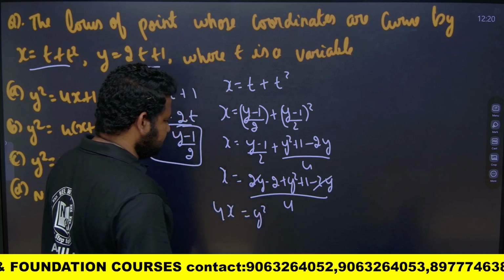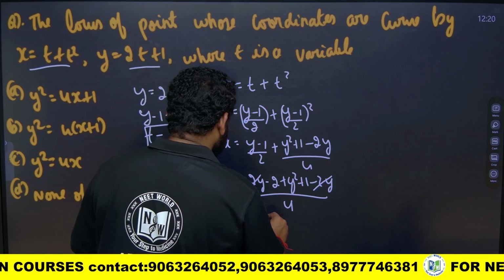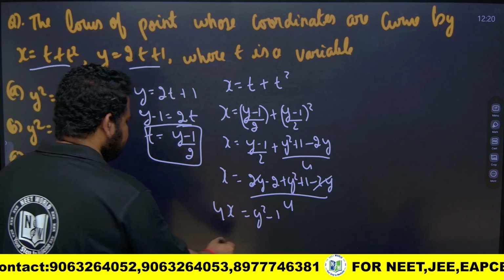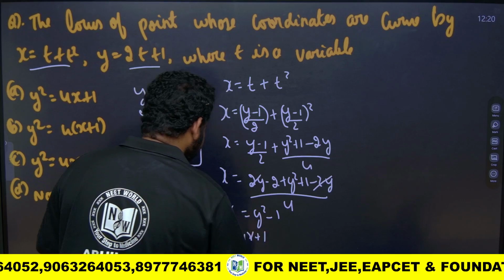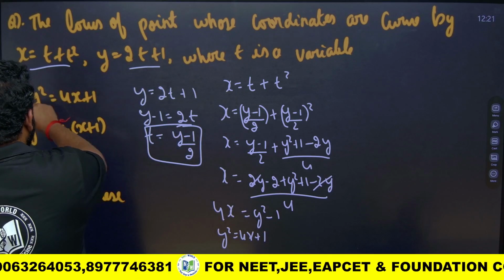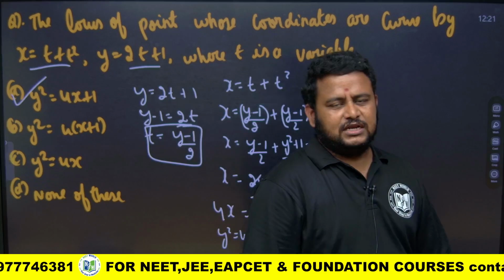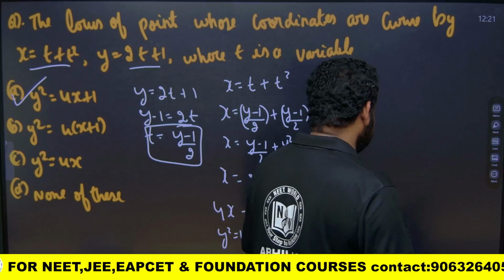4x is equal to y square minus 1 I have. Or if I bring it this side, y square will be equal to 4x plus 1. That is in option A. This is how you can solve this. Very simple. You have to eliminate the variable t and you have to get it in the form of x and y. That is the way to solve locus questions.